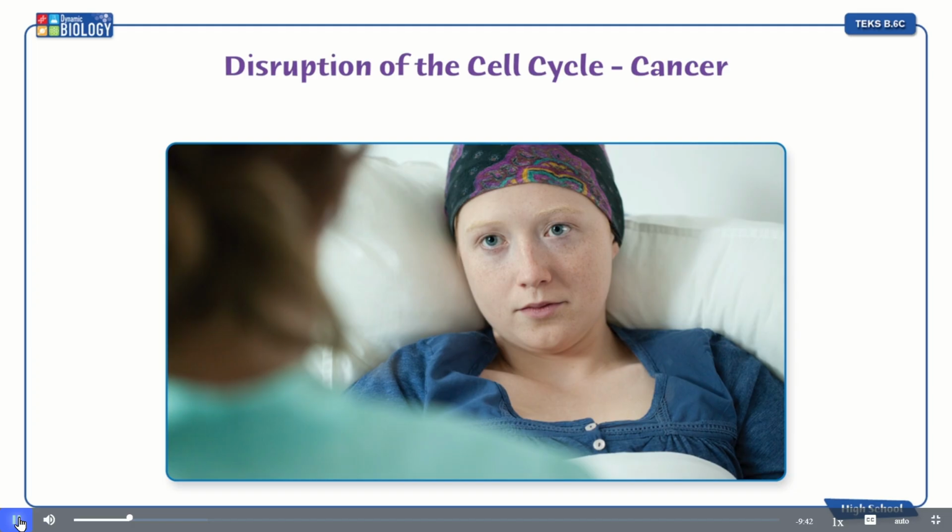Cancer is the term for many diseases caused by disruptions of the cell cycle. How does cancer develop? Uncontrolled cell division results in cancer.